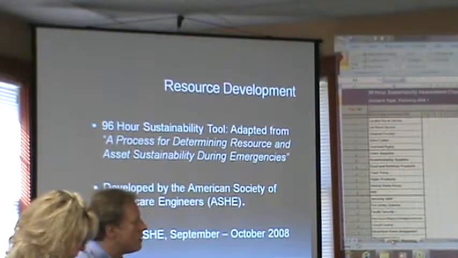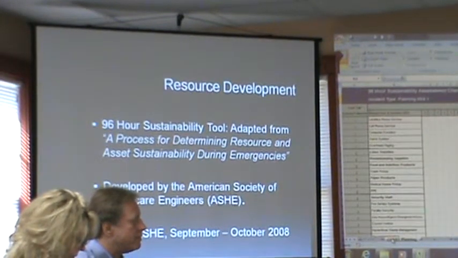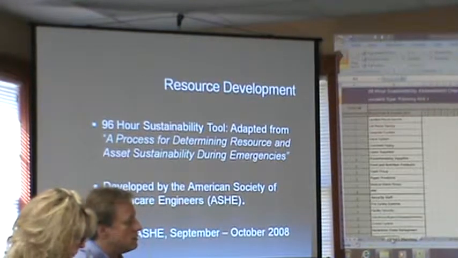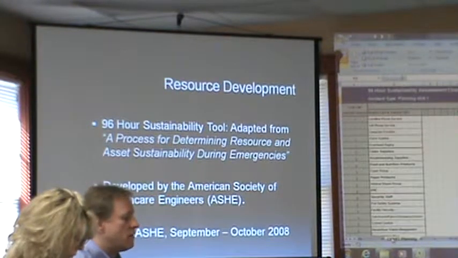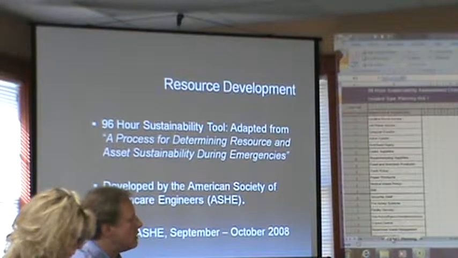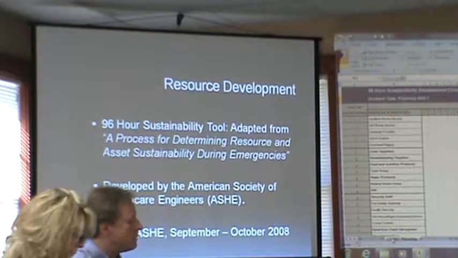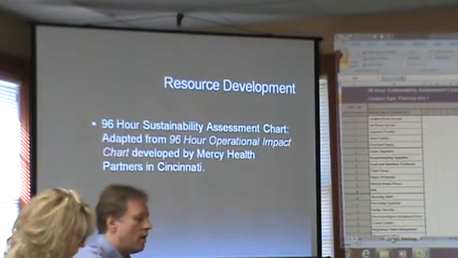The 96-hour sustainability tool that we present to you, we adapted this for use here from an ASHE. ASHE created this, developed this. It was originally titled A Process for Determining Resource and Asset Sustainability During Emergencies. And the process that goes into use of this tool is outlined in this article that Chris referenced and we send out electronically, provides a very good understanding of that process.